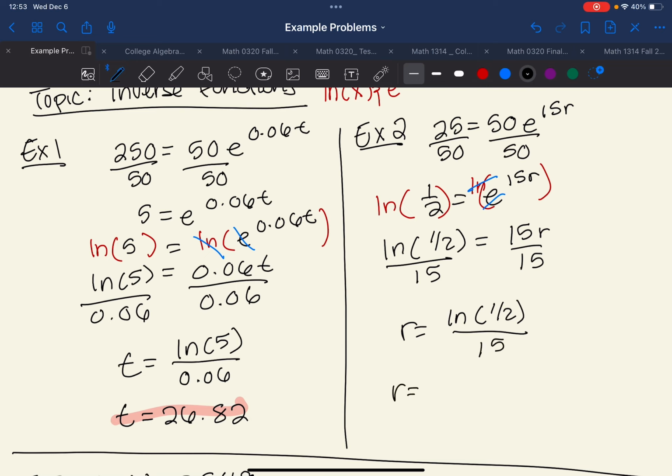If I type in the natural log of 1/2, you're going to get a number. I'm going to divide that number by 15, and you'll get an answer of negative 0.046.